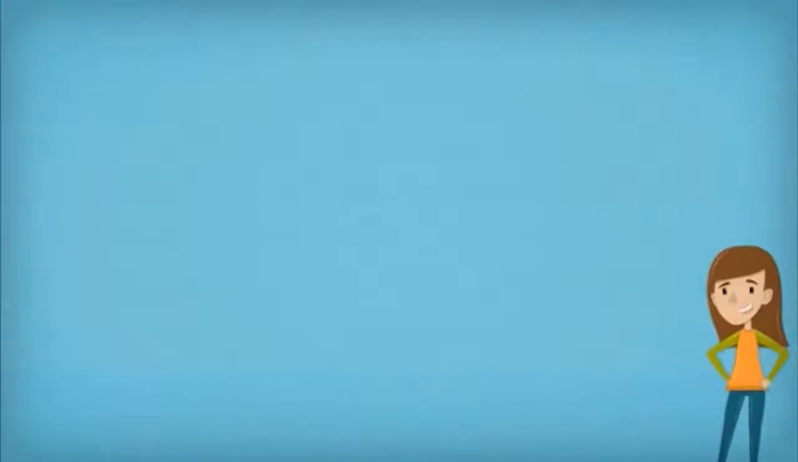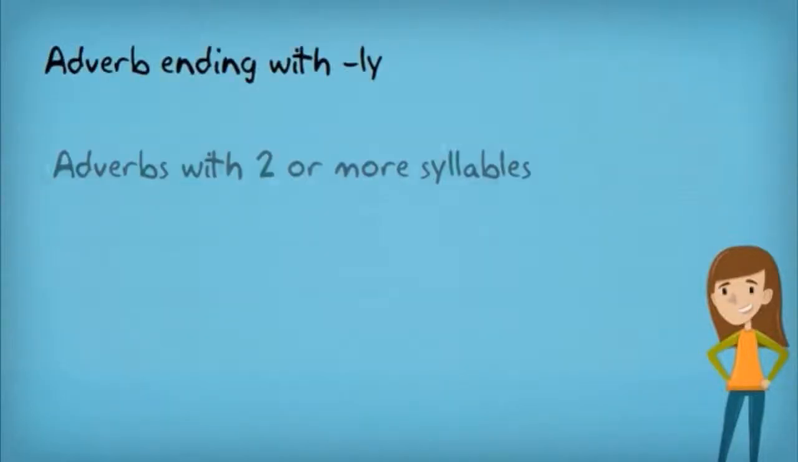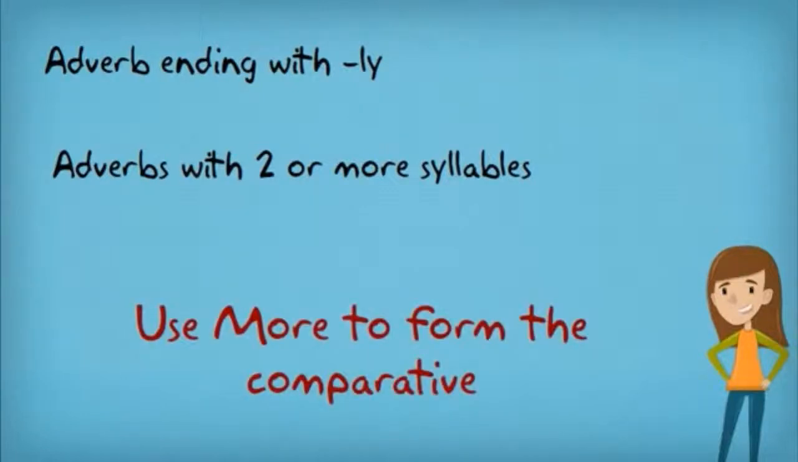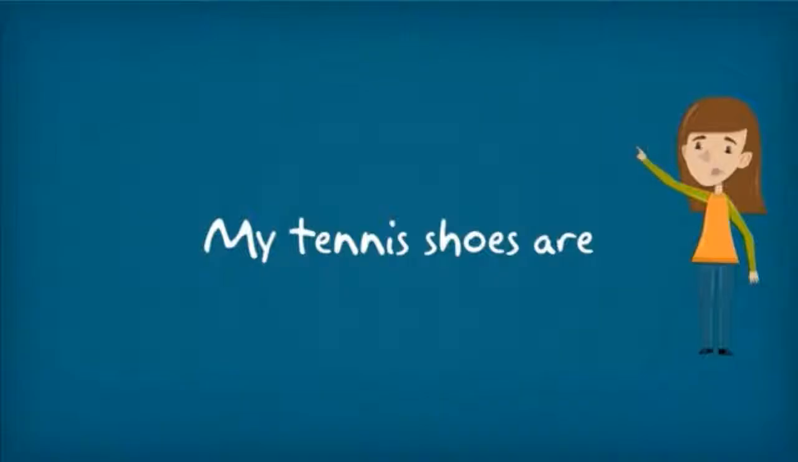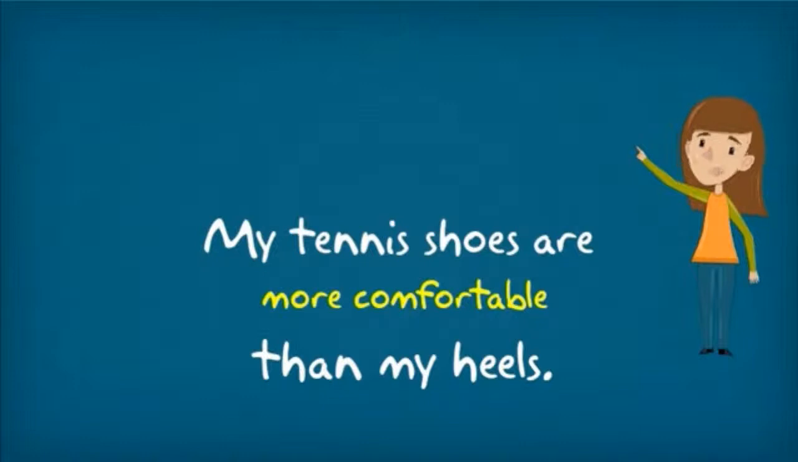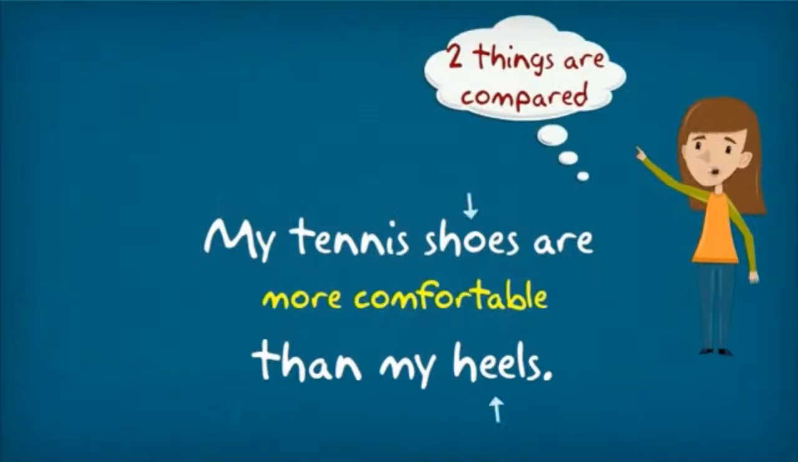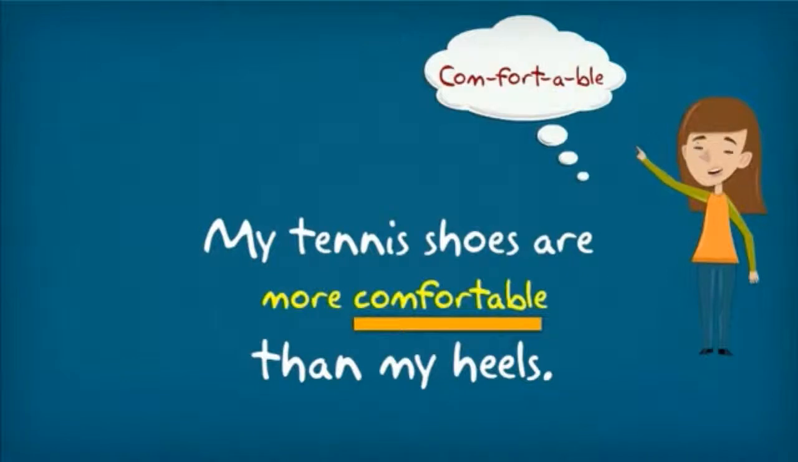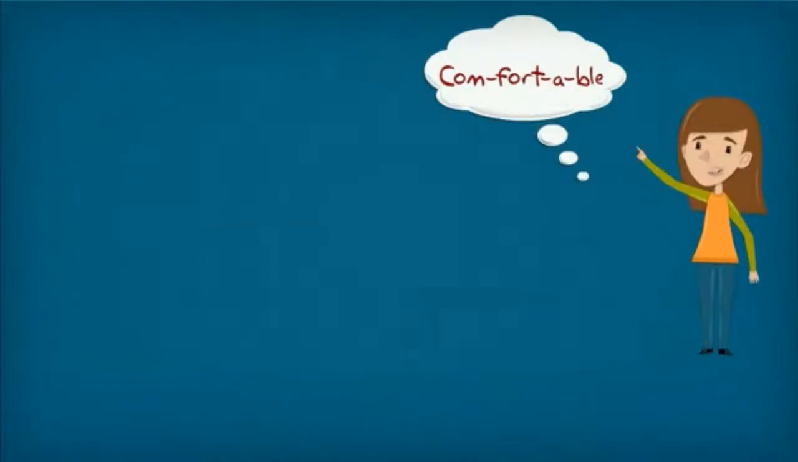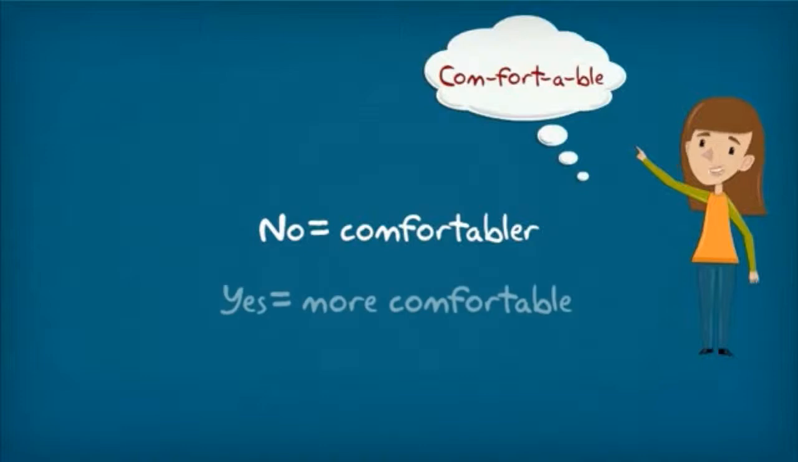When there's an adverb that ends in ly or has more than one syllable, you will use more to form the comparative. Let's take a look at this example. My tennis shoes are more comfortable than my heels. I'm comparing two things, shoes and heels. Comfortable is the adjective that has more than one syllable. I wouldn't say comfortabler. I would say more comfortable.